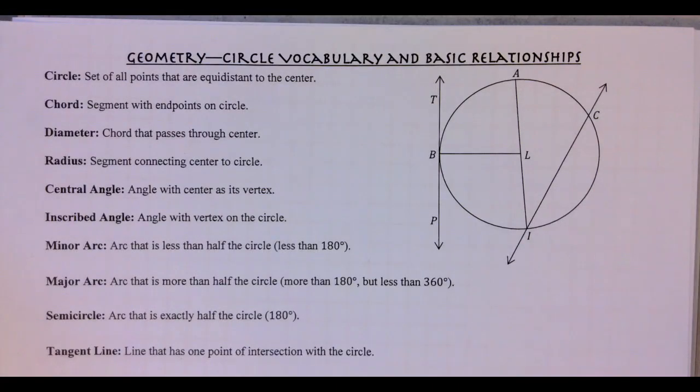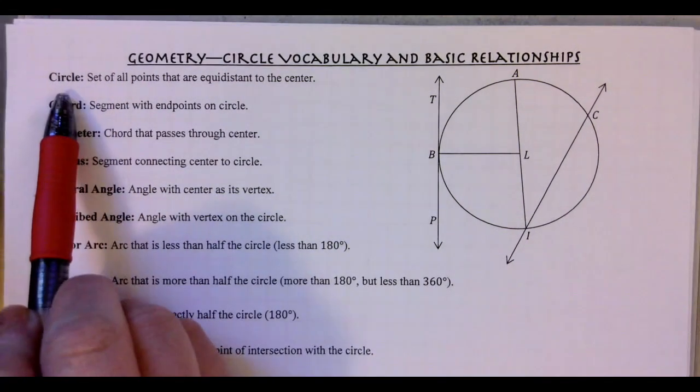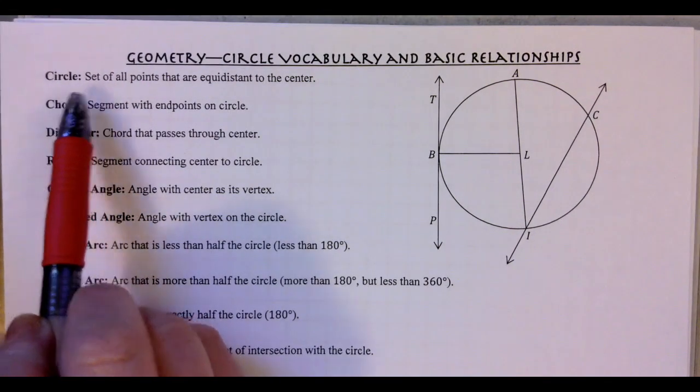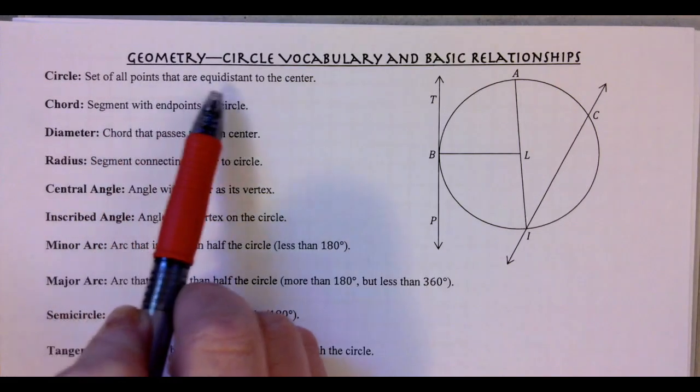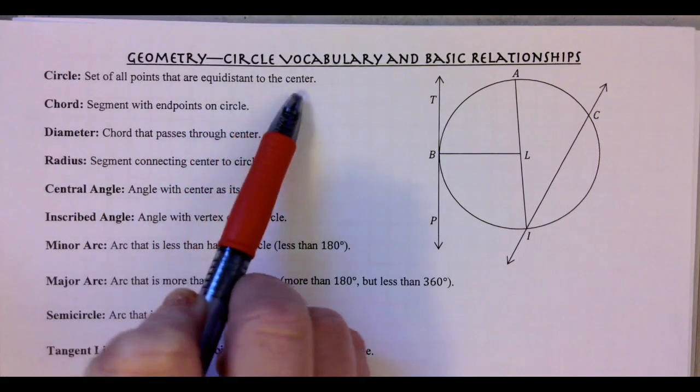Okay, so we're entering a new unit on circles. So starting off today, looking at circle vocabulary and some basic relationships. So first off, we're just defining what a circle is. It's the set of all points that are equidistant to the center.